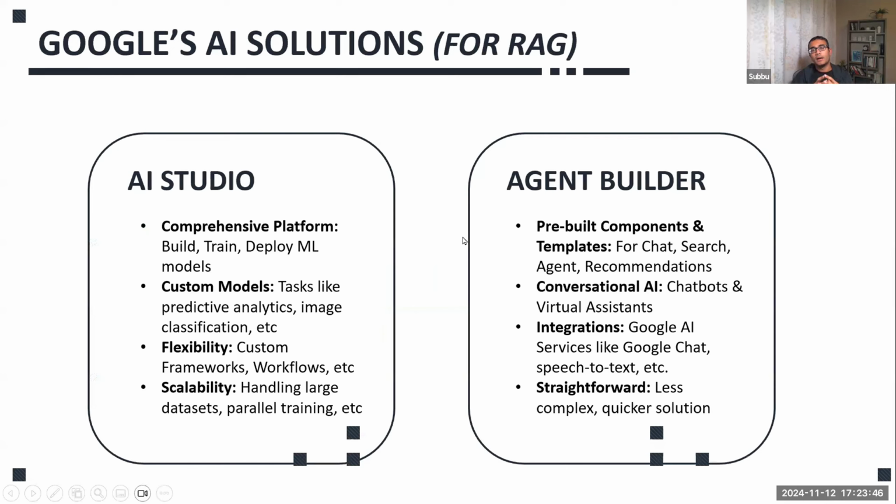So when it comes to building AI solutions which support RAG, there are 2 specific products available in the Google space. The first one is the AI Studio. Within the AI Studio, you can build and train your own model, deploy it, and distribute it, and do all of these complex tasks. You can do predictive analytics and custom workflows. You can build your own frameworks. There are multiple frameworks like PyTorch, TensorFlow, and a few others with which you can build your own model and your own algorithm.